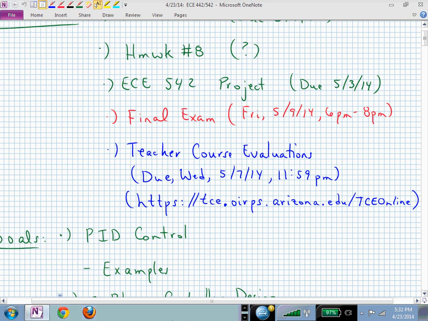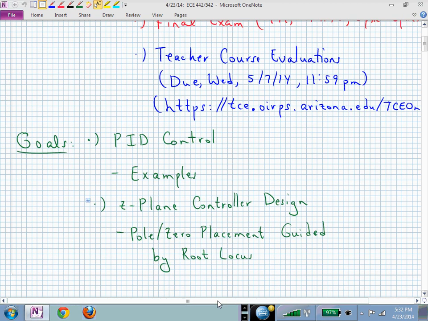What I want to do today is finish up PID Control and get into the general Z-plane controller design approach, which really means how do you put zeros and poles down onto the complex Z-plane in an effective way with a strategy that allows you to shape the root locus so that all of the branches of the root locus are inside the unit circle at a given value of gain k.